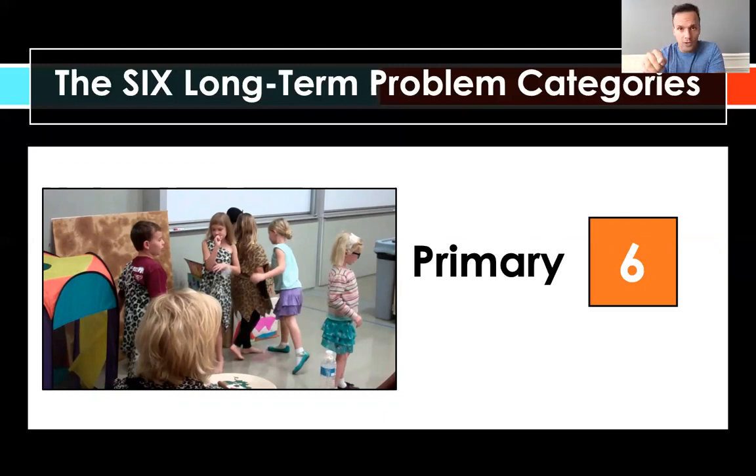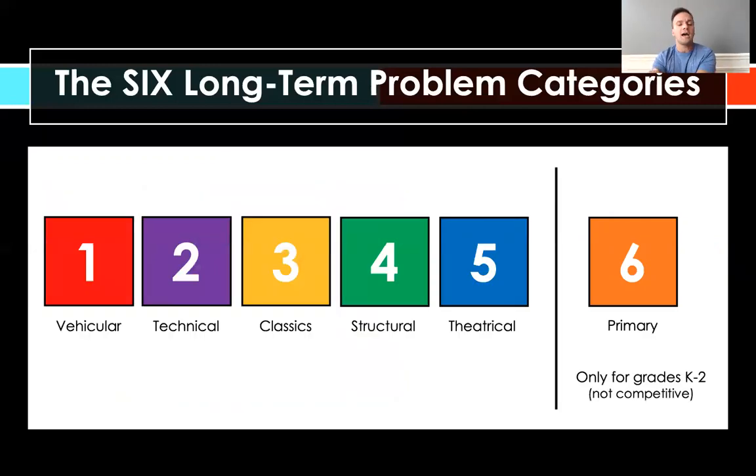So again, if you are a student K through 2, or you're a parent of a child who's kindergarten through 2nd grade, this is the problem that they would do because it allows them to get into the OM mindset, understand the components of the program without the pressure of competition. So that's the primary problem. All right, so there you have it, problems 1 through 5, and then problem 6, which is the primary problem.